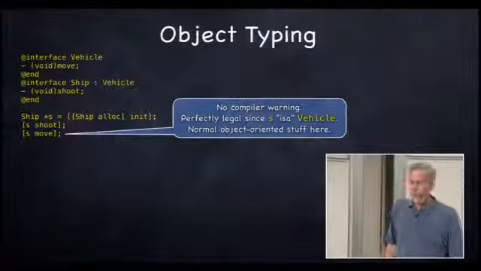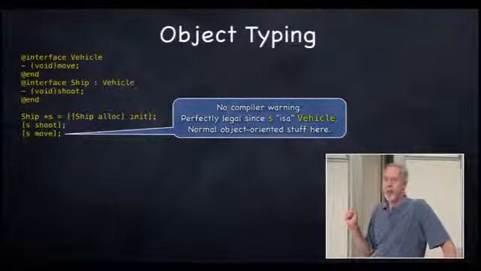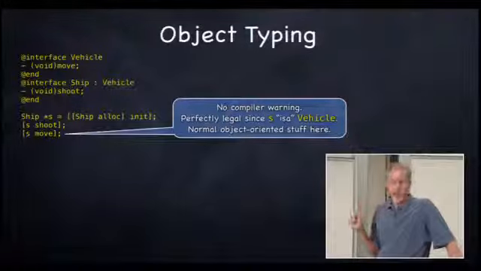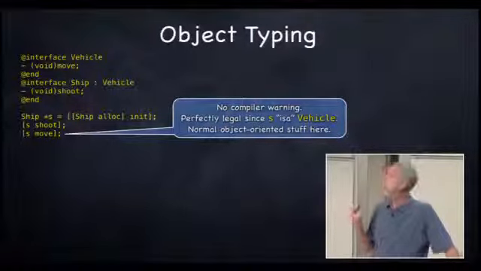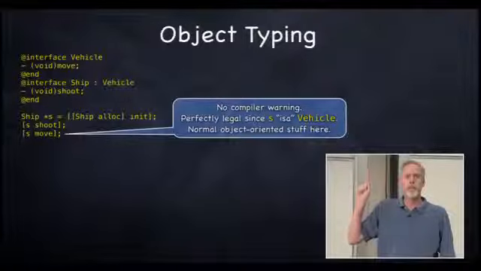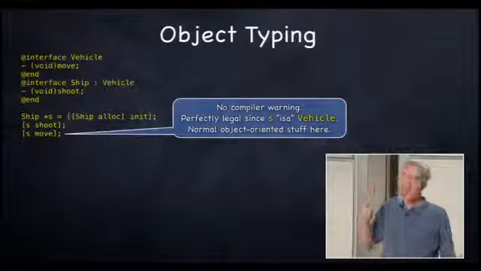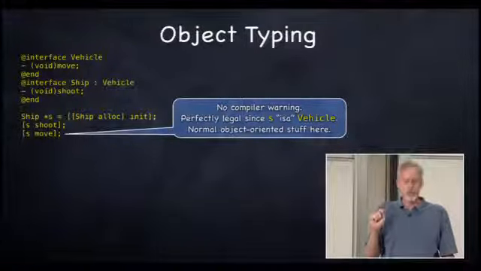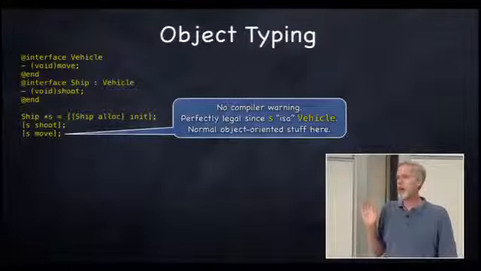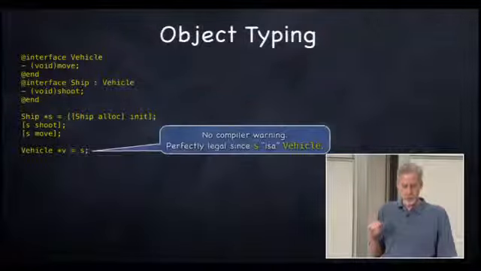Now it's sending move to that ship star. The compiler also has no problem with that because it inherits move from vehicle, you see? Vehicle implements move. So the compiler knows about inheritance, and so it's like, cool, no problem. This is all normal object-oriented stuff, as you would expect.